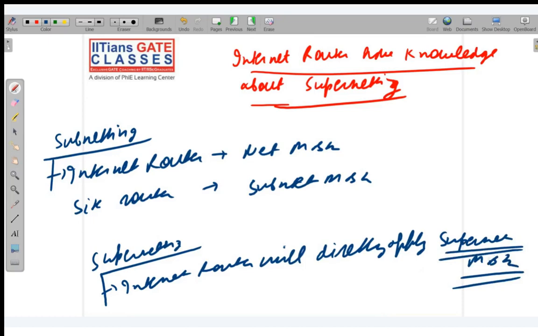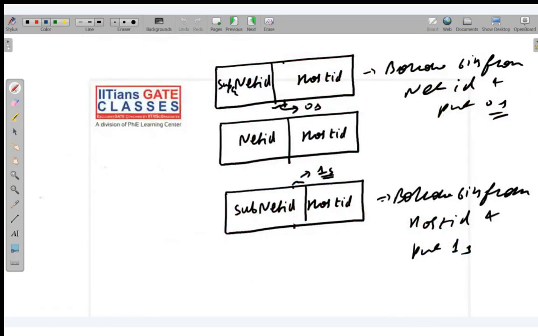Now the question arises: how will you calculate the supernet mask? For that I have already told you, the bits you have borrowed, those many bits will become 0. See this, I have made a very beautiful diagram here. This was for the subnet mask, and this is for the supernet mask.